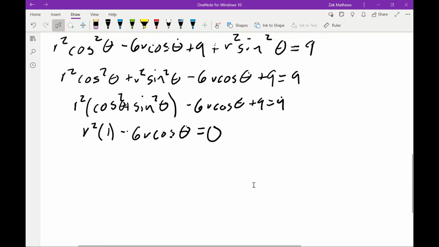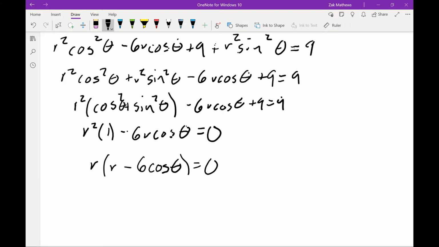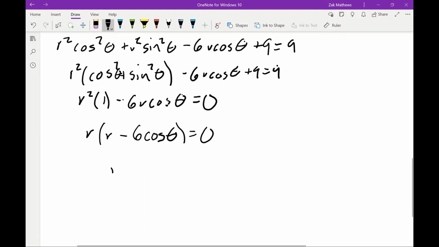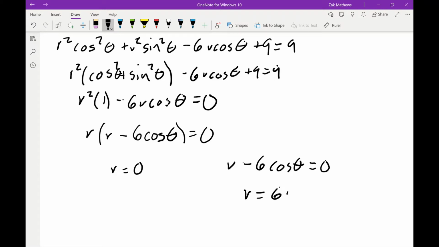Now that I have it set equal to 0, I can factor off that r the same way we did in the last example. So we're left with the equation r times (r minus 6 cosine theta) equals 0. And so typically when we factor, we set both of the factors equal to 0. So I'll do that for just a second and we'll talk about it. So the first one, r equals 0. The second one, r would be equal to 6 cosine theta. And this is what I would get.